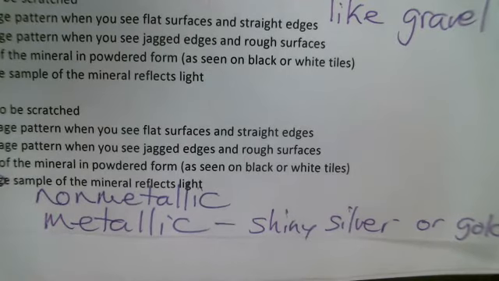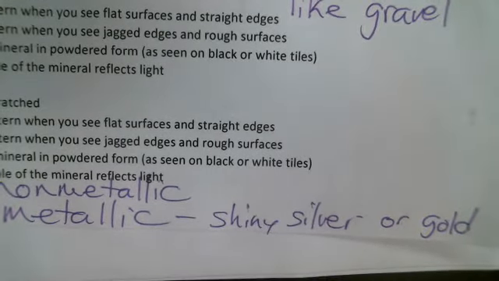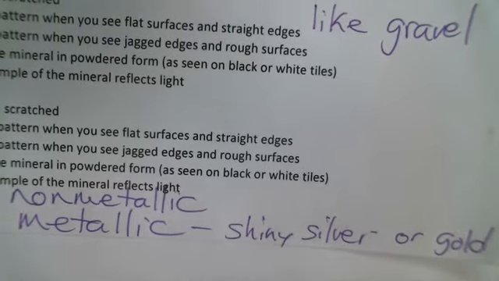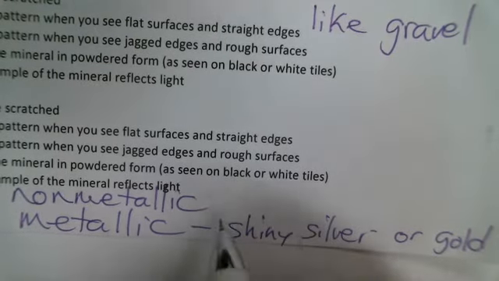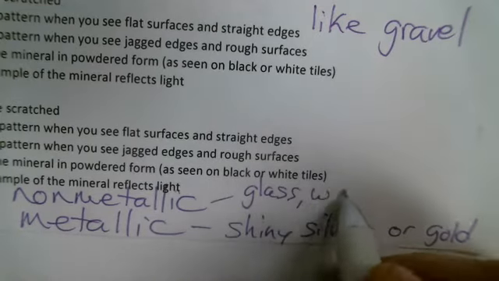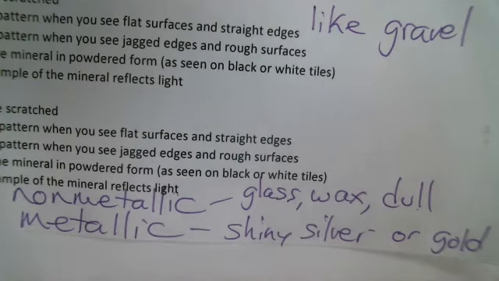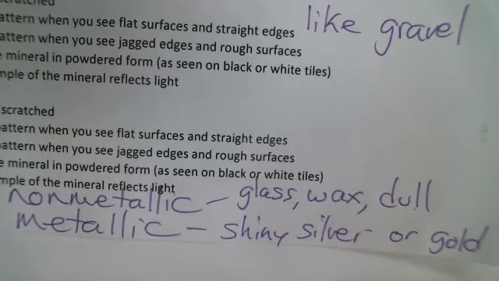It could be the whole sample looks like shiny silver, or it could be that there are tiny little speckles of shiny silver and gold in the rock. Either way. For non-metallic, it could look like glass, it could look like wax, it could be dull, and there are other words as well that could describe different kinds of non-metallic lusters.